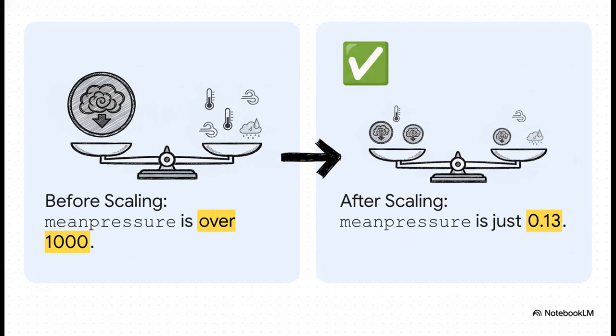And check this out. This is what that scaling actually does. See how a mean pressure of over 1,000 becomes just 0.13? We're just squishing all the numbers to fit between 0 and 1. Why? Well, it's super important because it stops one measurement, like air pressure, from shouting louder than the others, like wind speed. This way, the AI can listen to all of them equally.